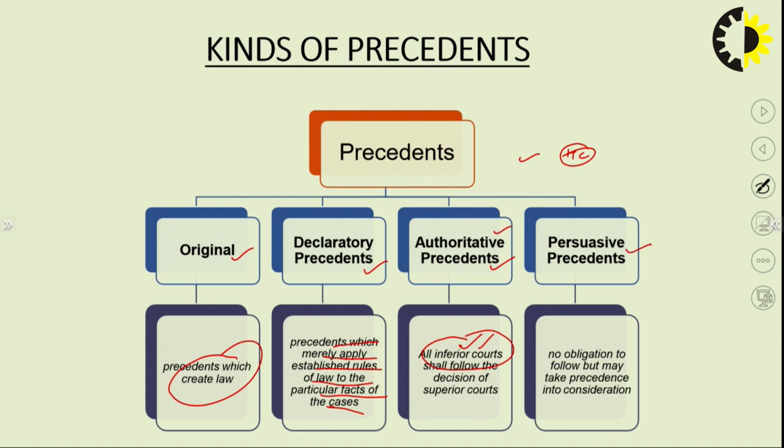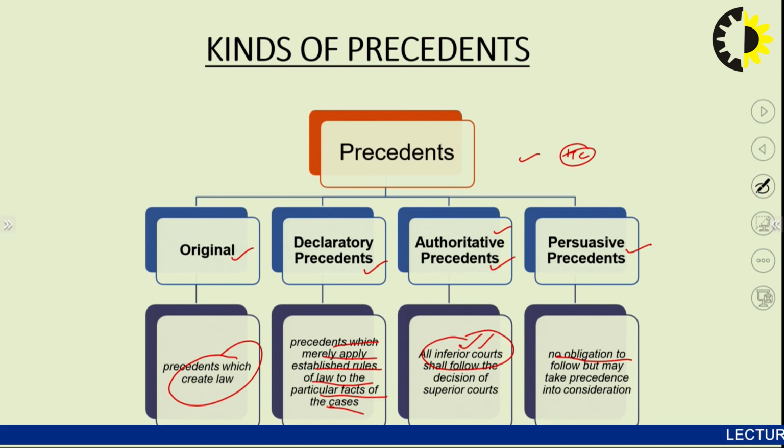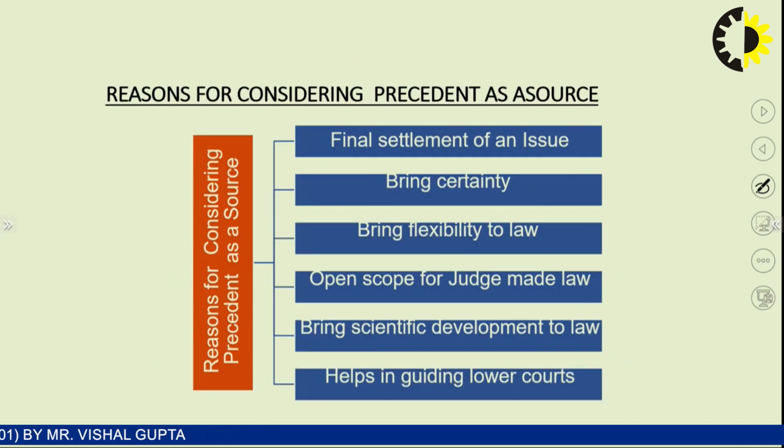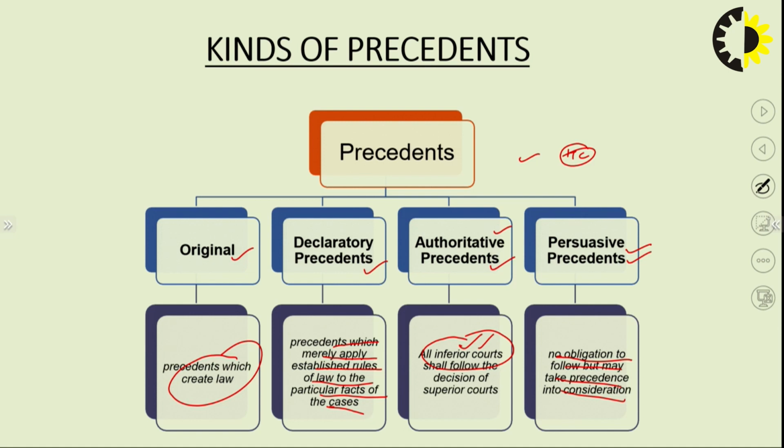And then lastly, the persuasive precedents. Here there is no obligation on the court to follow that particular precedent, but we may try to persuade that particular judge that such a kind of judgment was given in a previous case, and you may also check it please and give the decision as per the precedents. Suppose at the same level, we have High Courts of two states. One High Court's decision cannot act as a precedent for another because both of them are at the same level. On the other side, if we talk about the authoritative one, here inferior courts are bound to follow it.